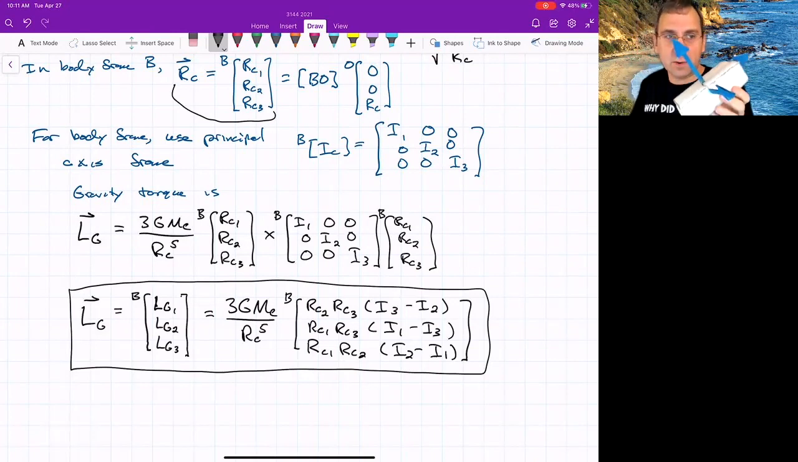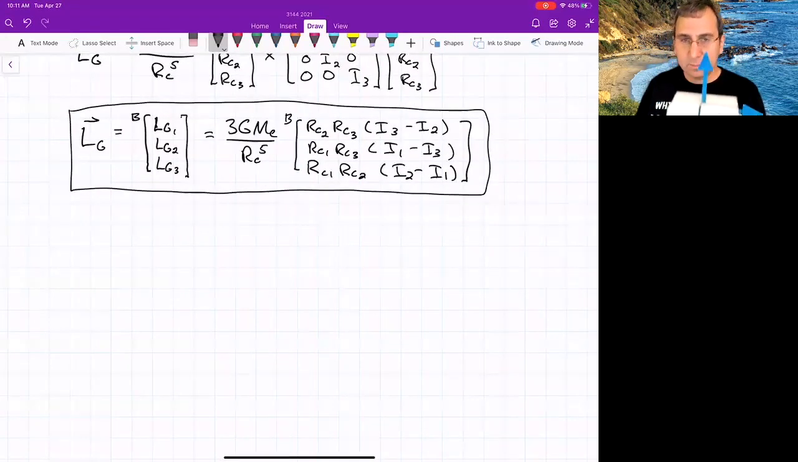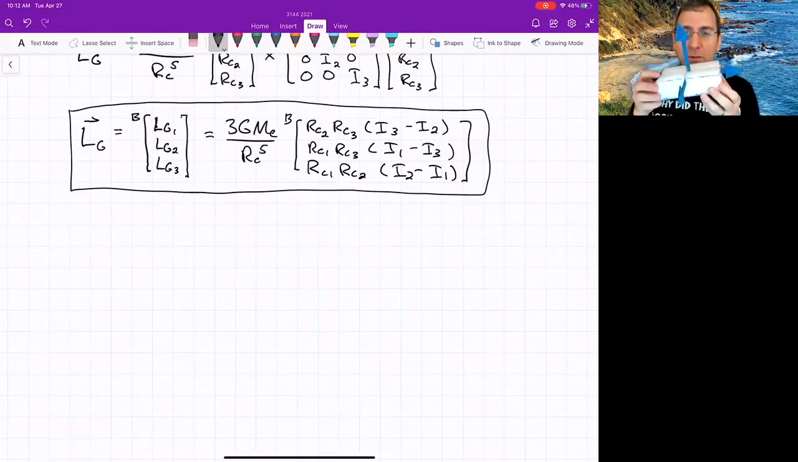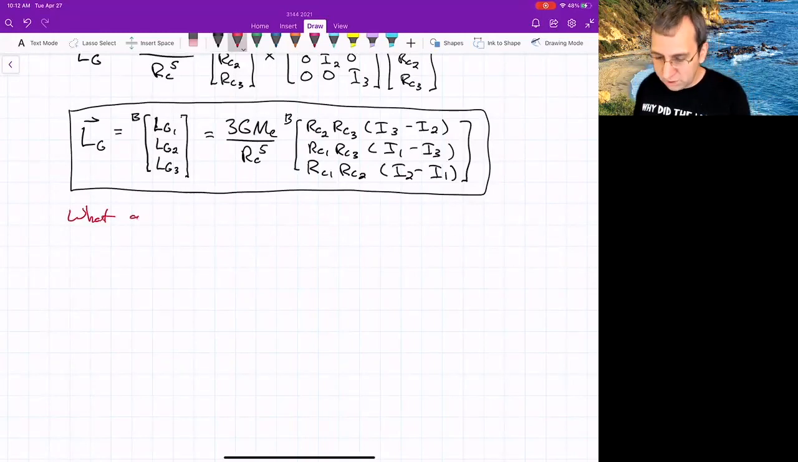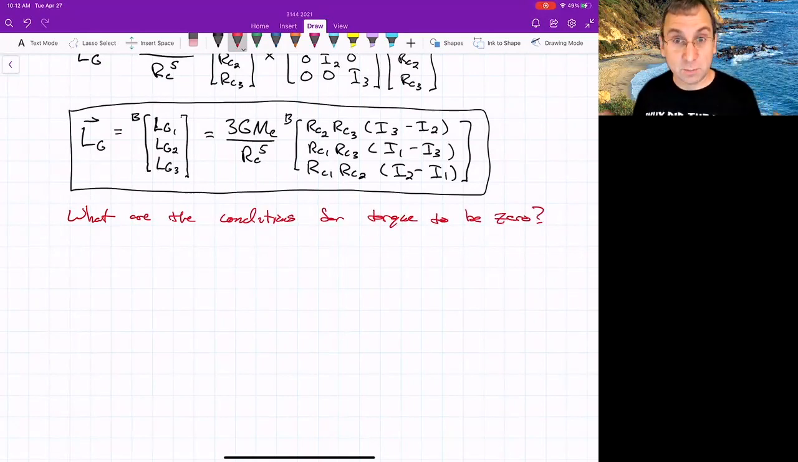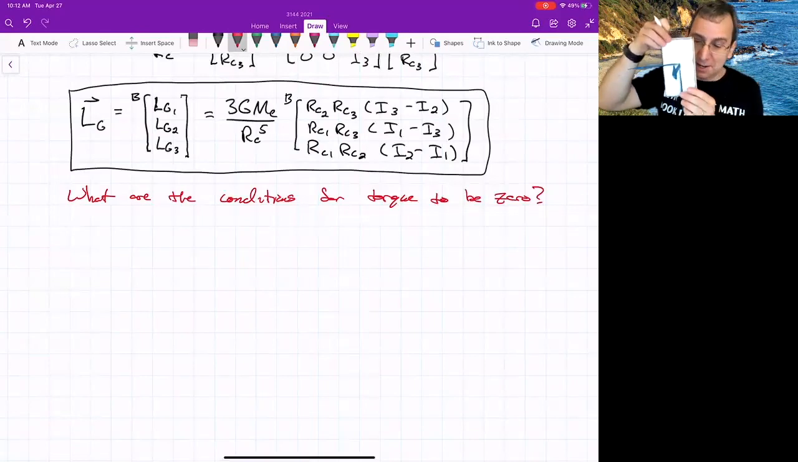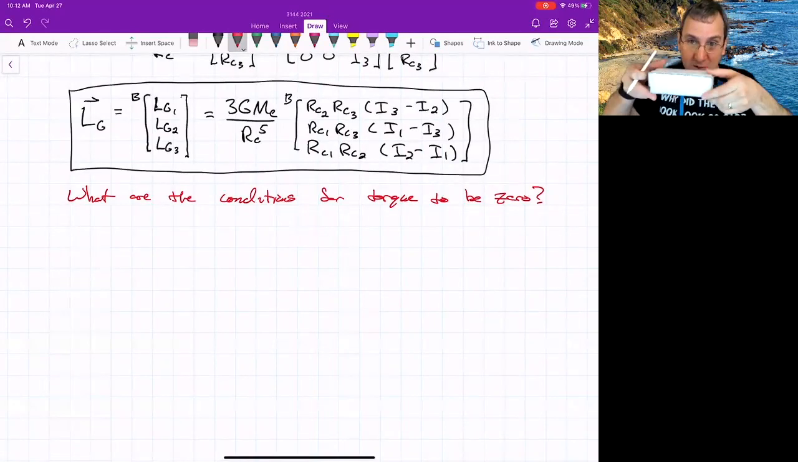Here's the body fixed frame. The torque is going to be something. And as this body moves around, the torque will also maybe change. Equilibrium would be where the torque is equal to 0. So what are the conditions for the torque to be 0? That's equilibrium. And that's probably what we want our spacecraft to be operating in, some kind of equilibrium configuration.